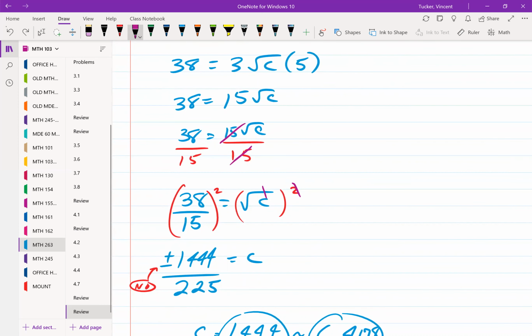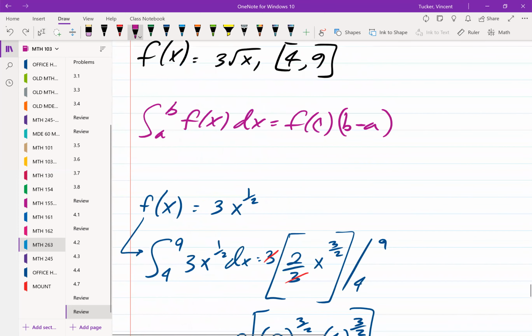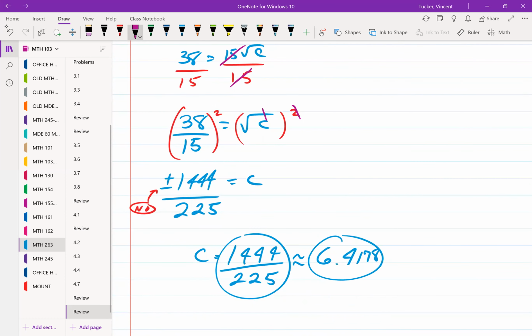Now we want the answers for c that fit within our interval. So don't forget our interval is 4 to 9. So whatever our answer for c is has to be within 4 to 9. So that's why the negative right here does not work for us, because that would be negative 6.4178, which would be less than 4. But the positive works, which is 6.4178. And so that's our only answer, the positive 1,444 divided by 225.